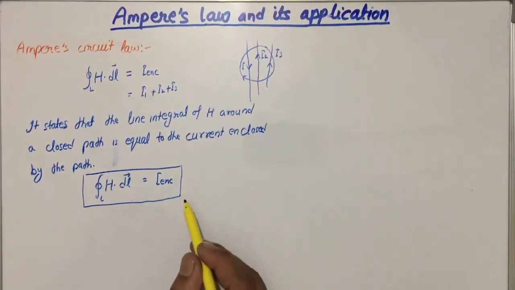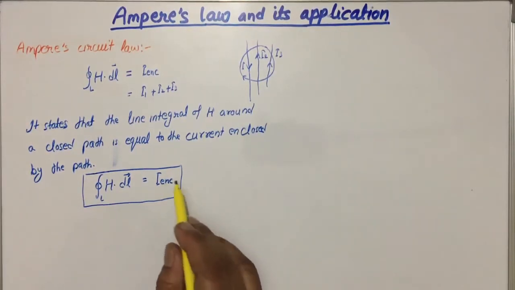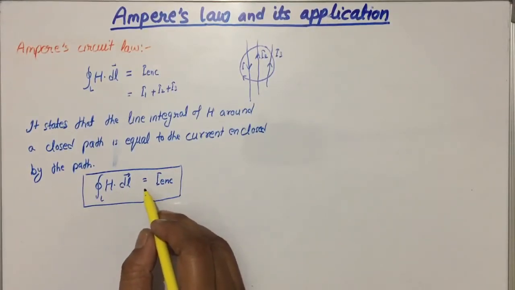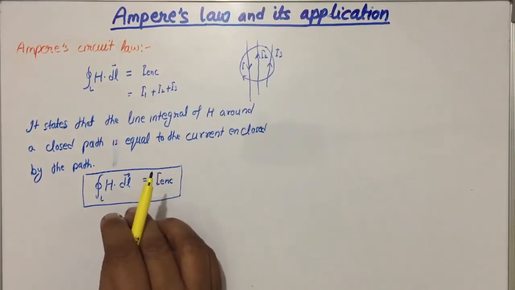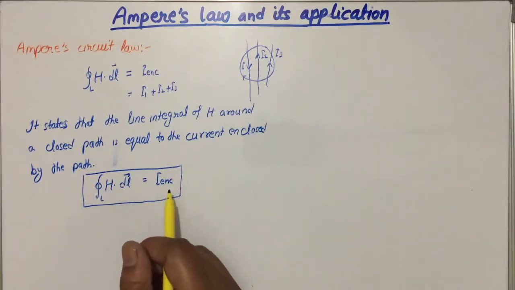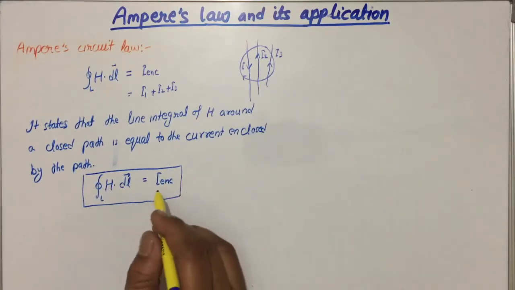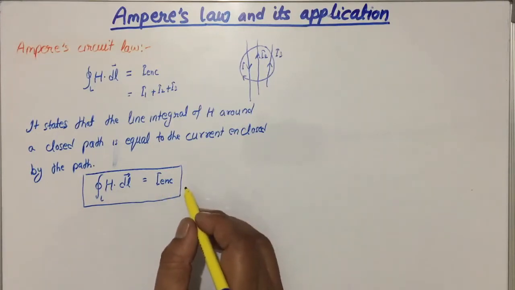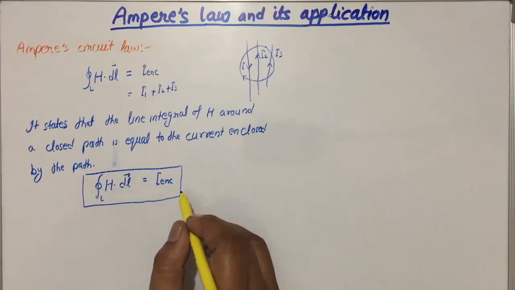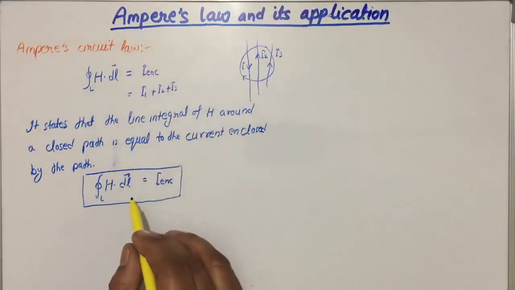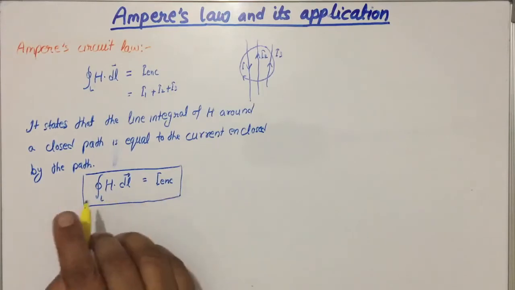One point should be noted here. This equation, H dot dl equals I enclosed, holds good regardless of whether the current distribution is symmetrical or not. But we can use this equation to determine H only when a symmetrical distribution exists. Keep this in mind. According to this, Ampere's circuit law is a special case of Biot-Savart law.